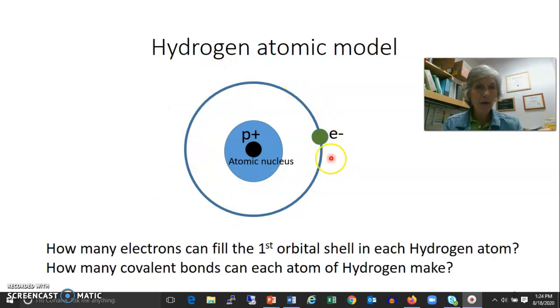It only has 1. So it's an excellent candidate to take that 1 electron and share it with somebody else so that everybody can get their 2. And that's what it's looking to do. And so hydrogen is going to always want to form a covalent bond with somebody else. How many covalent bonds can each atom of hydrogen make? Only 1, because it only needs 1 more electron here, so it can only make a single bond.